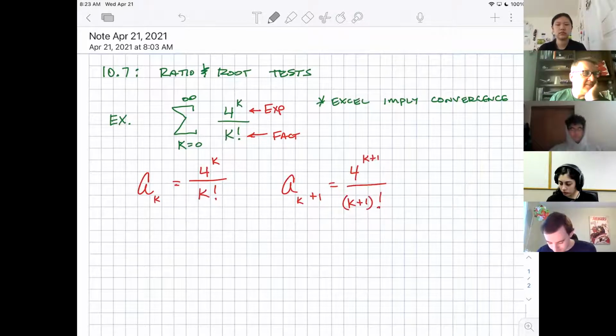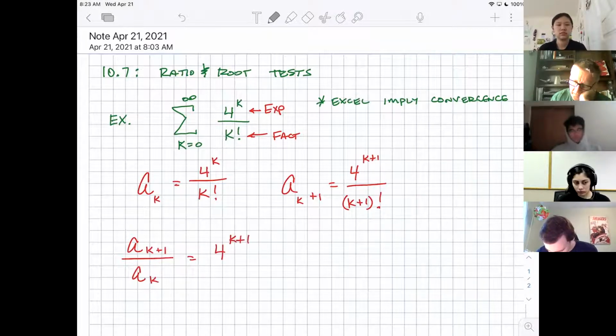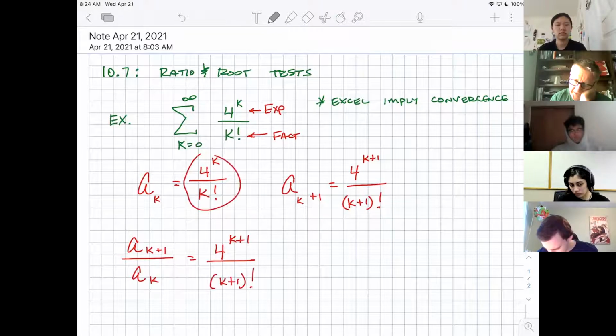And then we're going to divide these. You don't have to memorize this, as I said, because you have your sheet, but we're going to divide the next term by the previous term, not the other way around. Okay, that's pretty easy. So 4 to the k plus 1 divided by k plus 1 factorial, and I'll be dividing by this fraction here. Isn't that the same as multiplying by the reciprocal?